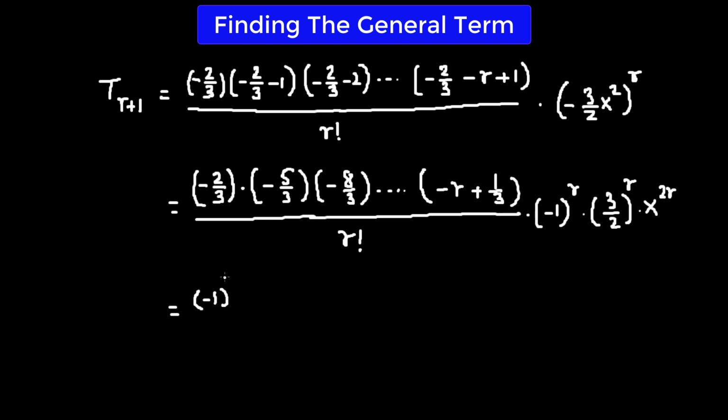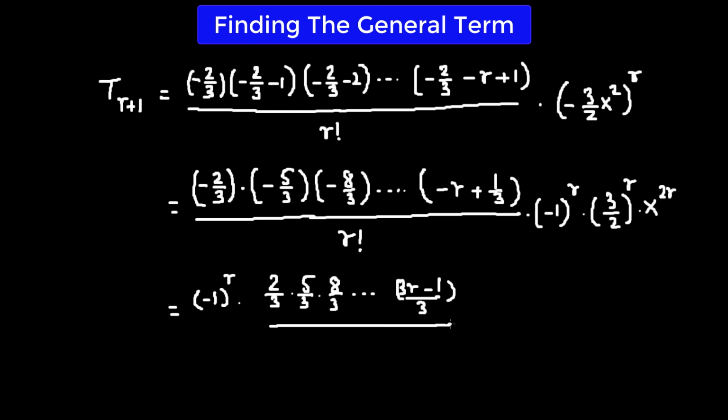So we have (-1)^r times 2/3 times 5/3 times 8/3 all the way up to (3r - 1)/3, divided by r factorial, times (-1)^r times (3/2)^r times x^(2r).